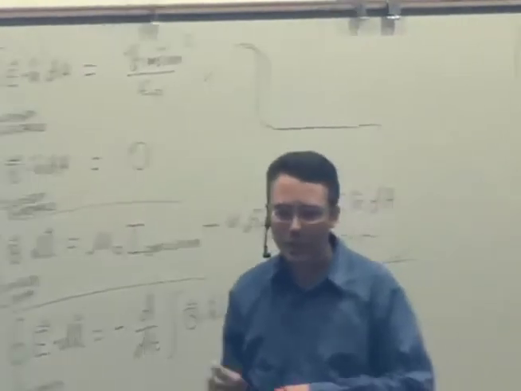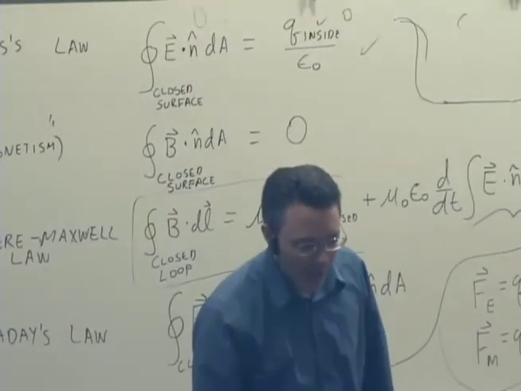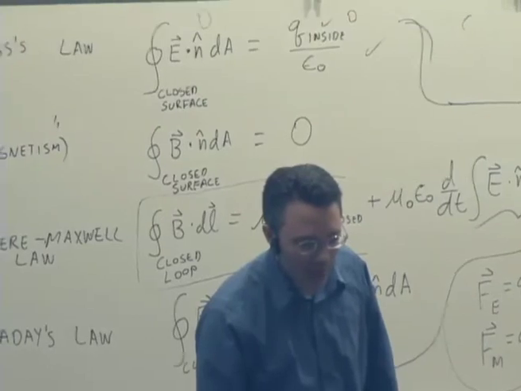Got it? Okay. Well, the next one is Gauss's law for magnetism, and I don't think we even have to poll for this one, right? What's inside the box?